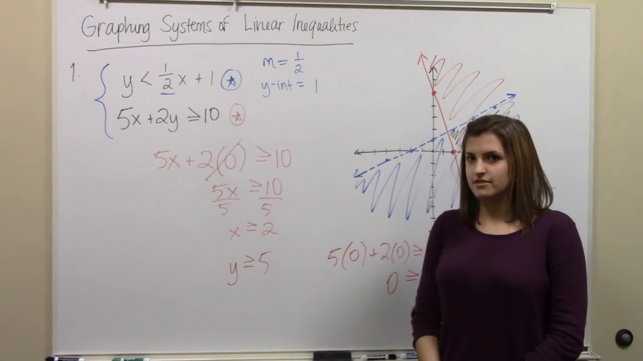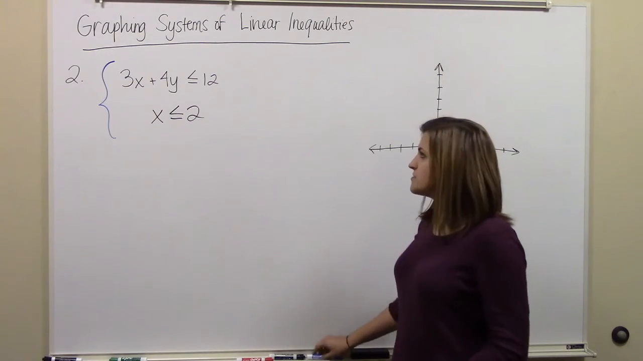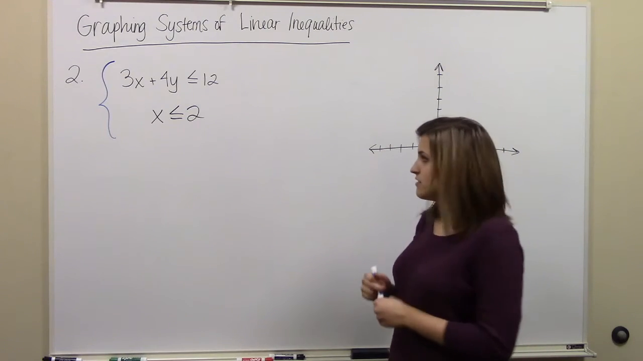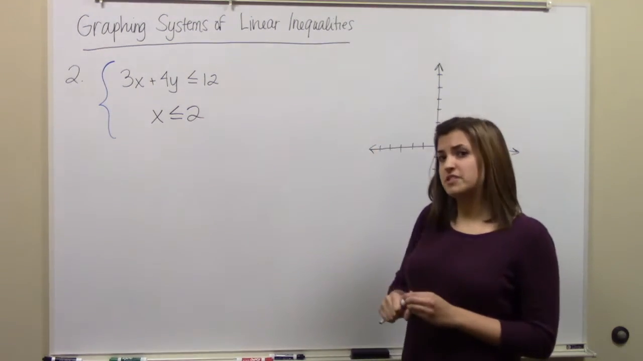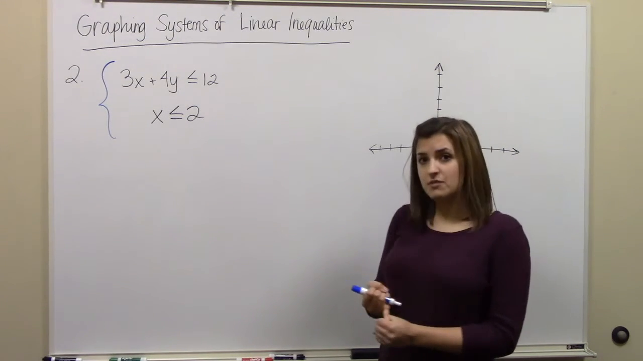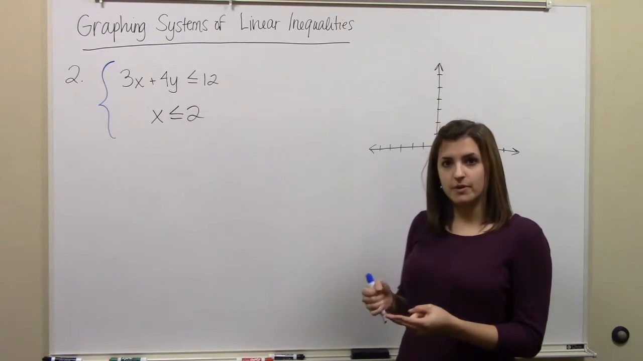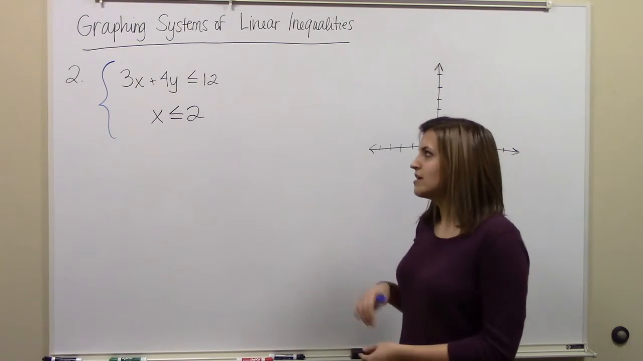All right, let's try another example. All right, example number 2. So for this one, we have 2 inequalities again. We're going to graph them. But this first one, I'm going to do something different. I'm not going to find my x and y intercepts and graph those. Instead, I'm going to use that second approach that we talked about earlier, where we convert to slope-intercept form and then graph from there. So let's do that first.